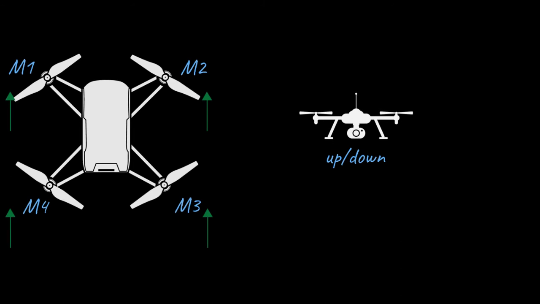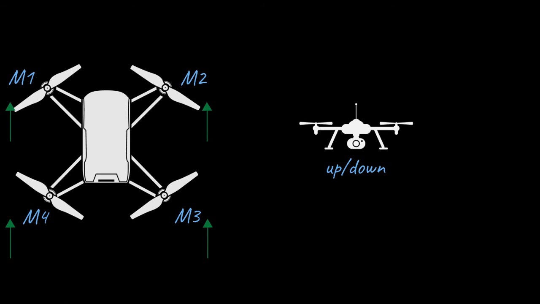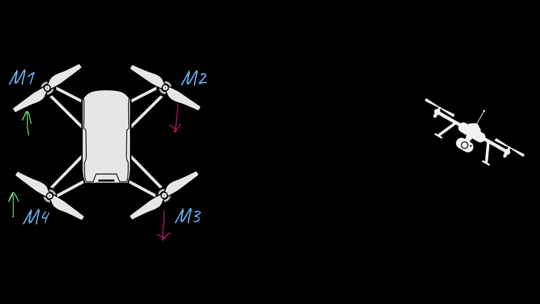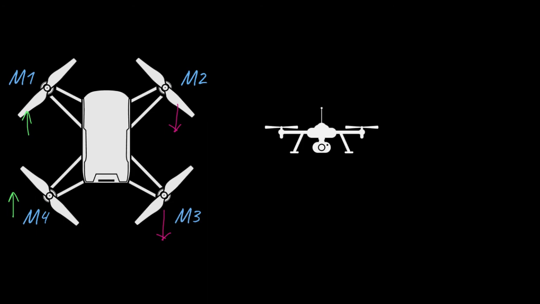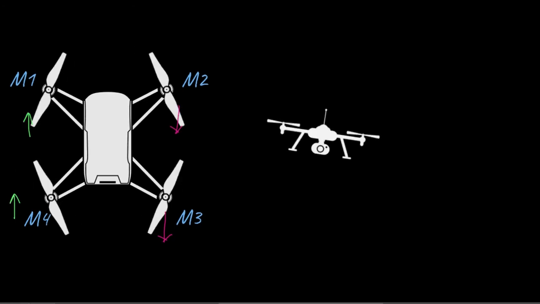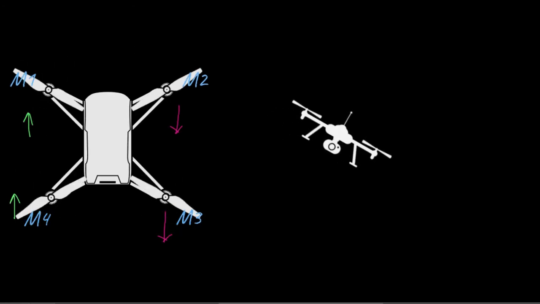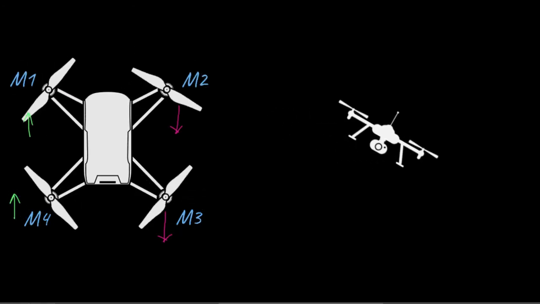If you want the quadcopter to move, say, left or right, for example, if you want to make the quadcopter move from a stationary hover position to the right, you will make motor M1 and M4 move at a higher speed than motor M2 and M3. And this is how it would look like. So it will first tilt and then it will move towards the right.